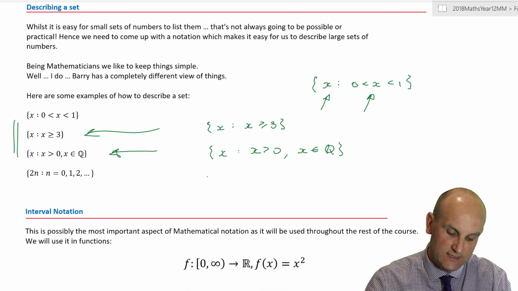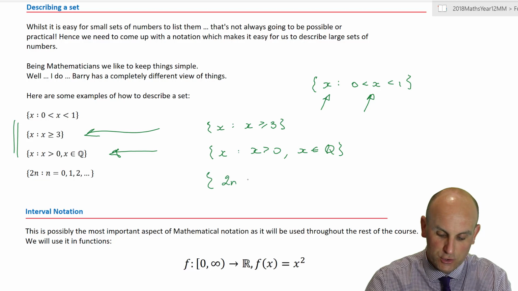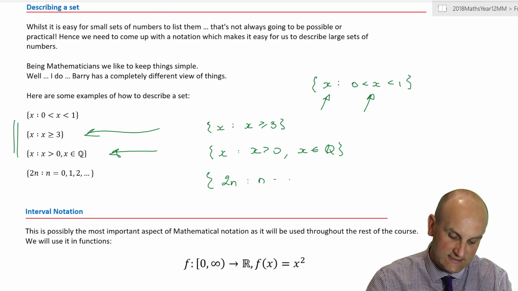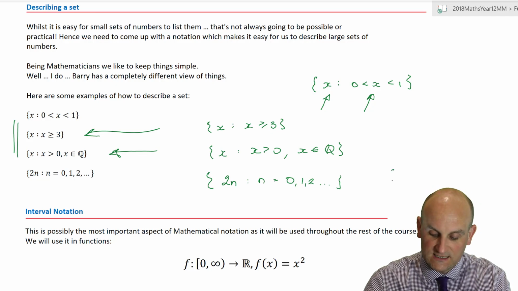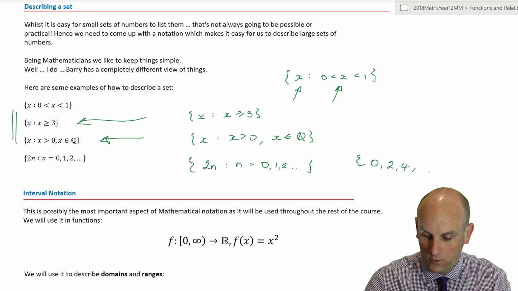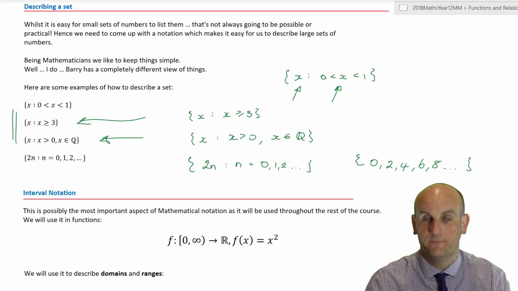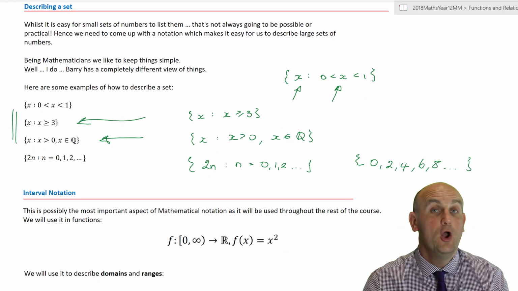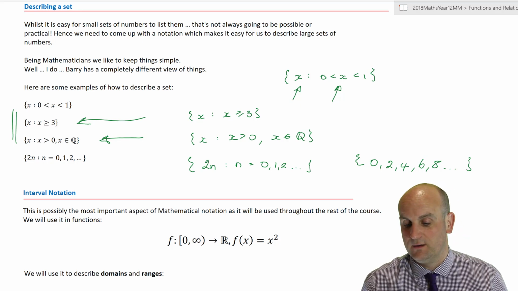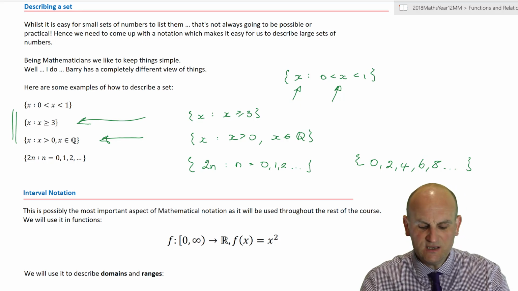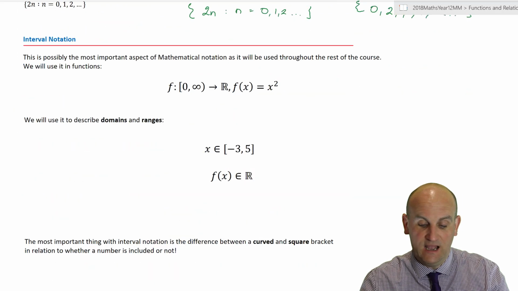And then in this situation here, ramping it up, 2n, where n is equal to 0, 1, 2, and so it goes on. So my set for that would start with 0, 2, 4, 6, 8, and so it goes on. That's just another way of describing all my even numbers. Obviously, all my positive even numbers, including the value of 0. So that's one way of describing a set, and you have to get used to it.